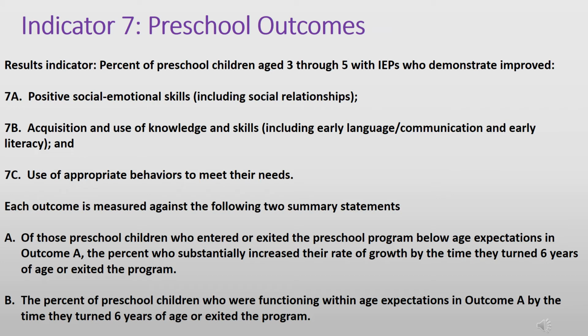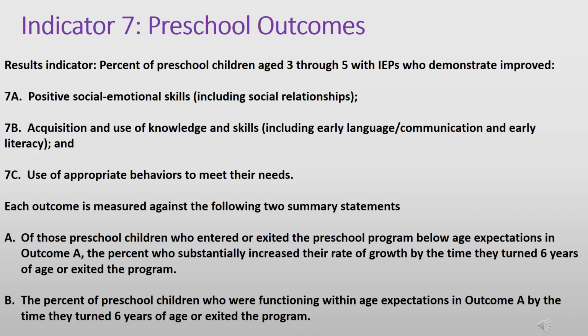Indicator 7, preschool outcomes. Indicator 7 is a results indicator. Percent of preschool children aged 3 through 5 with IEPs who demonstrate improved 7A, positive social emotional skills, including social relationships. 7B, acquisition and use of knowledge and skills, including early language communication and early literacy.